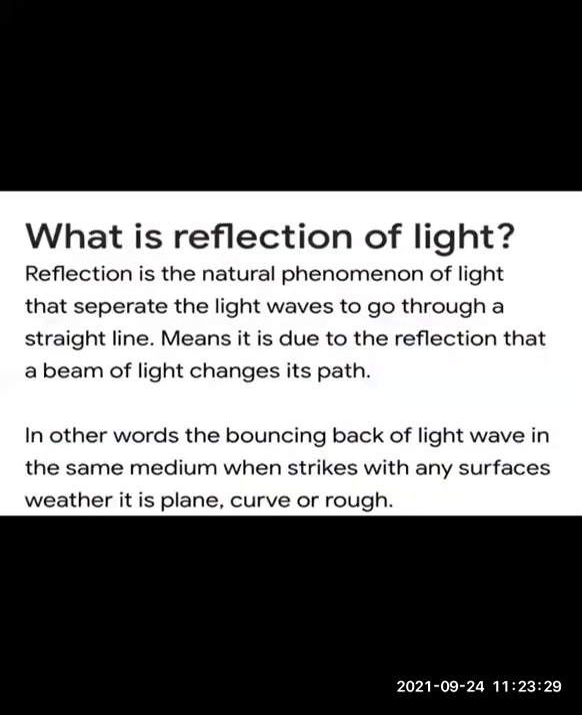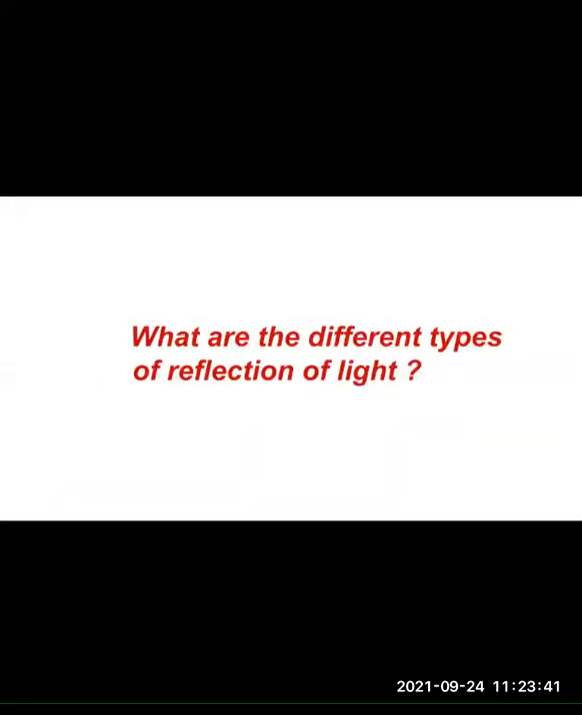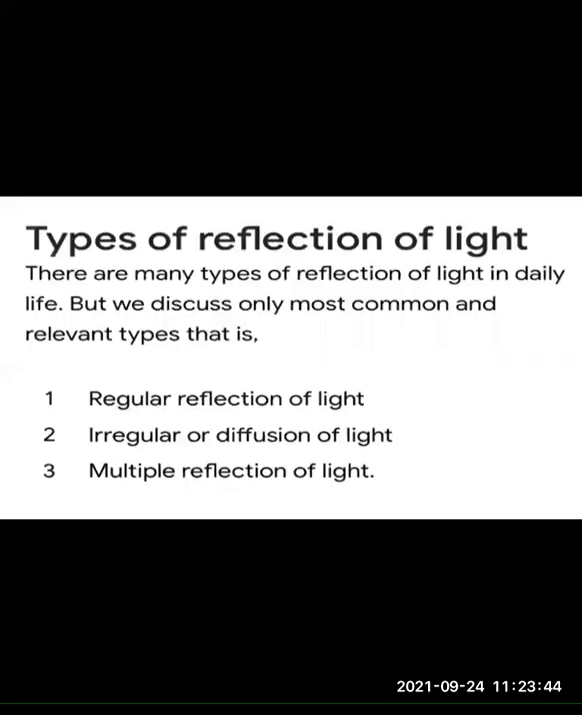In this part, we saw how reflection exactly takes place on a plane surface. The ray that is approaching a surface is called an incident ray, and the ray which is moving away from the plane surface is called a reflected ray. So what is reflection? Reflection is nothing but a natural phenomenon of light that makes the light wave go through a straight line. We saw various types of reflections of light. There are basically three types that we saw today: regular, irregular, and multiple reflection.